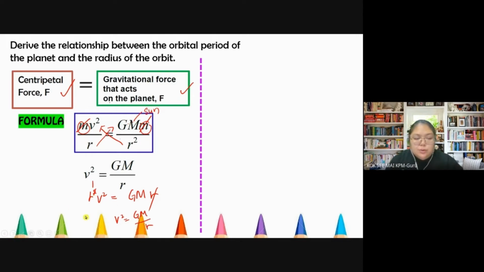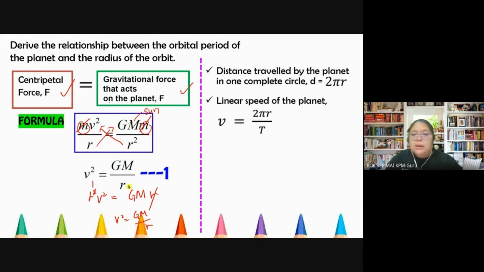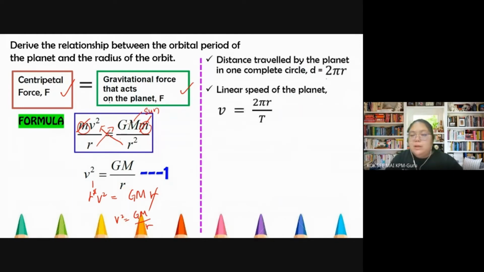So make sure you know. This becomes equation 1. Okay, number 2. Remember we learned about this one. Now we're talking about the orbit being circular, not an ellipse. If it's an ellipse, we need another formula. So we take it as circular. For a circle, the circumference is 2 pi r.